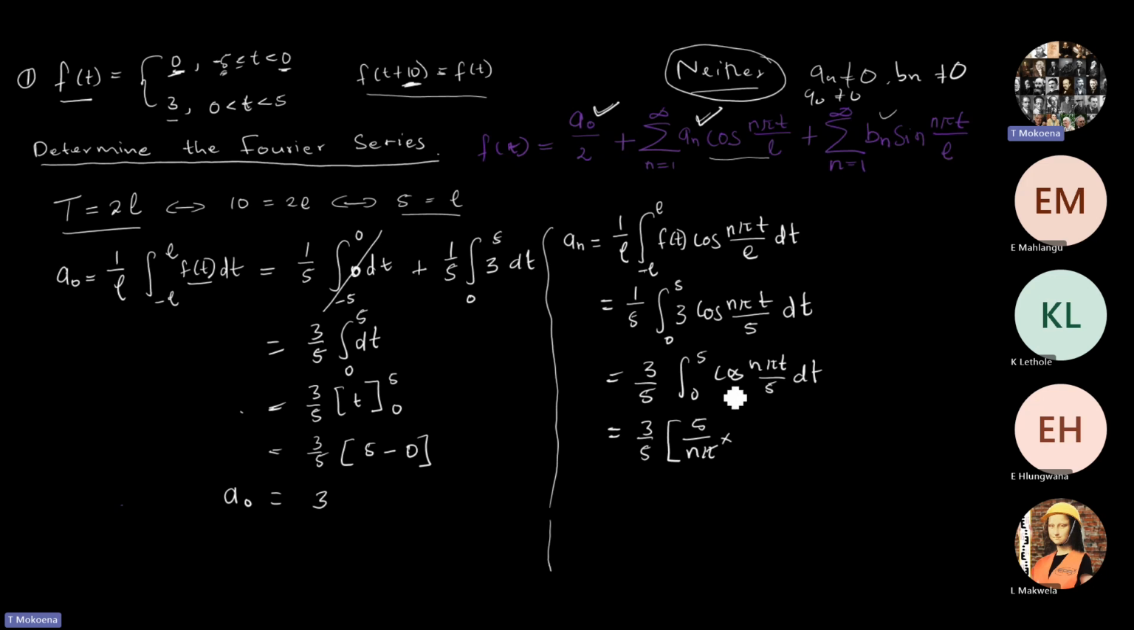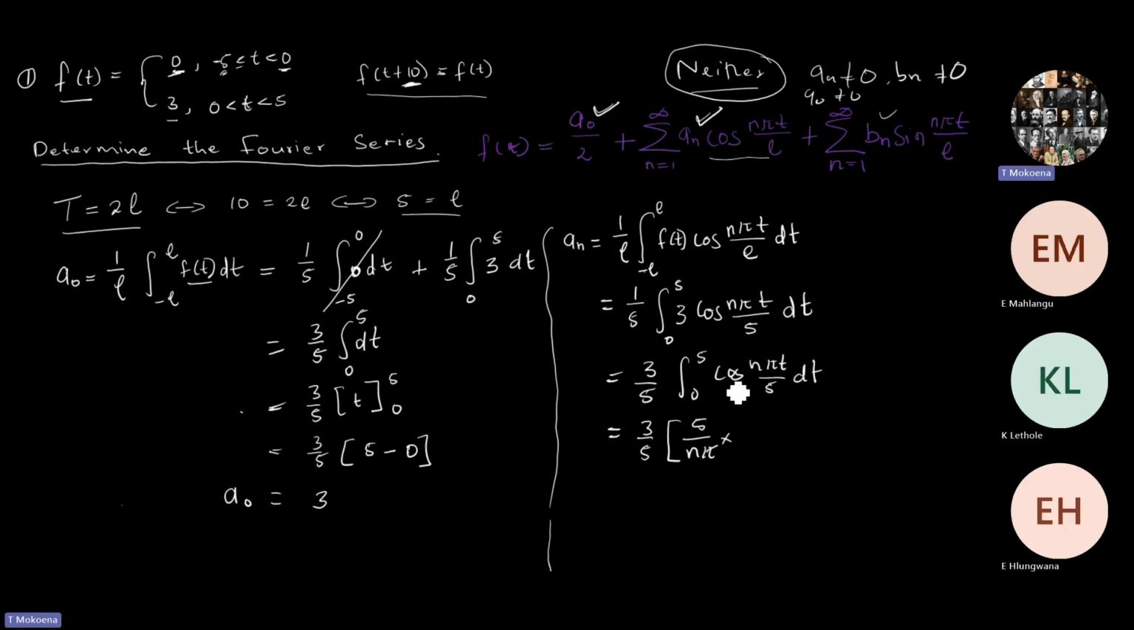And therefore, remember, cos will most definitely change to its core function, which is sine. So that means we're going to have sine. We repeat everything as it is: n pi t divided by 5, square bracket. Our upper bound is 5 and our lower bound is 0.